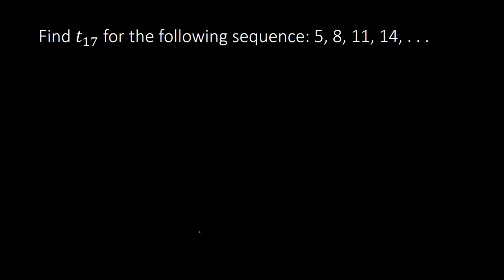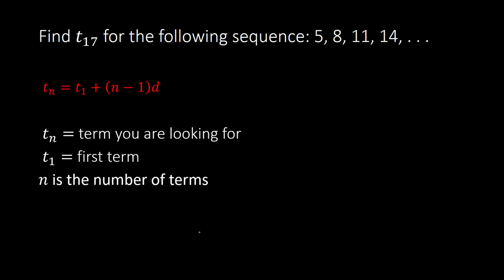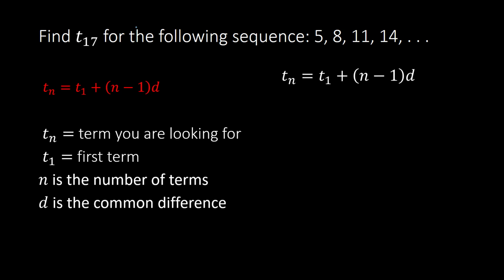Now to find the 17th term, we can use this equation, where Tn is the term you are looking for, T1 is term 1, or the first term, n is the number of terms that you are dealing with, and d is the common difference. So in this example, using this equation, t1 would be 5. That's your term 1. So t1 is 5.